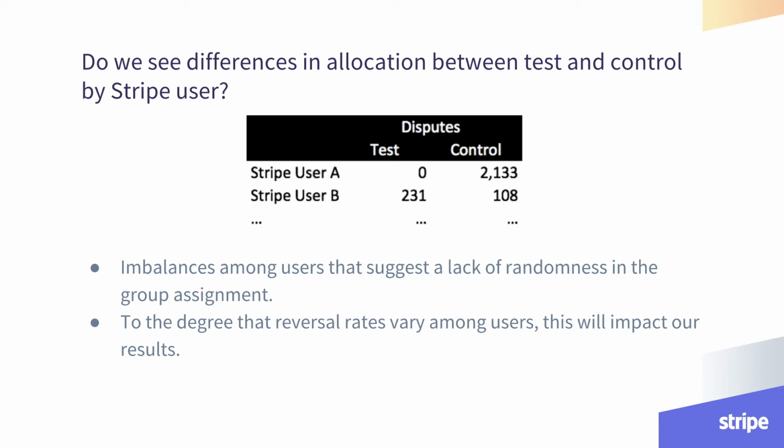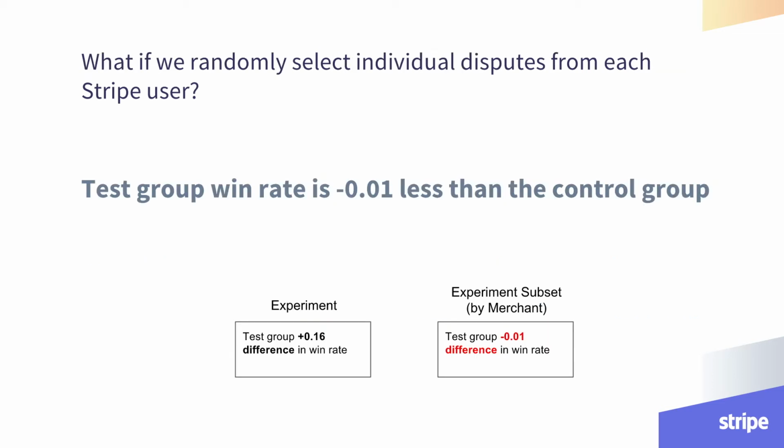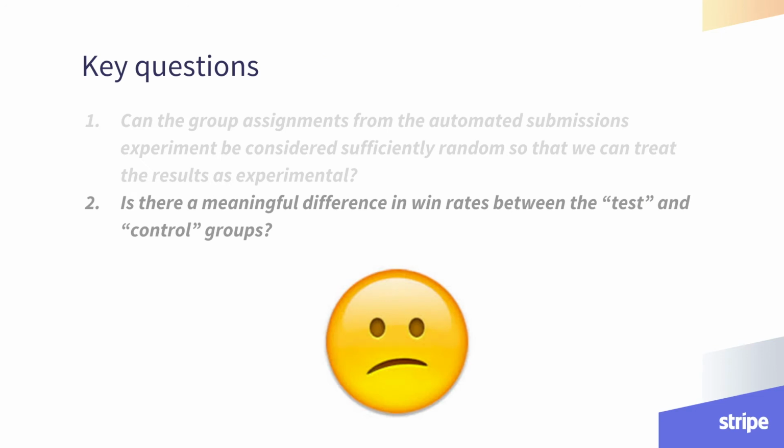Moreover, to the degree that there's differences or variation in win rates among Stripe users, this is going to impact our results. So to get some sense of how this might impact our results, we selected individual disputes from each Stripe user. So we set up an experimental subset, but where it's 1 dispute from each user. And suddenly we have a completely different result. The test group win rate is now slightly less than the control group. Okay, so we've been through our first question, and we've got some legitimate concerns now over the comparability of the two groups in the experiment.